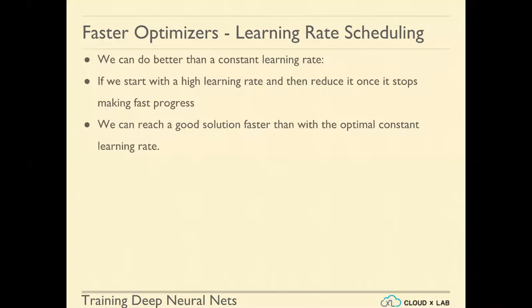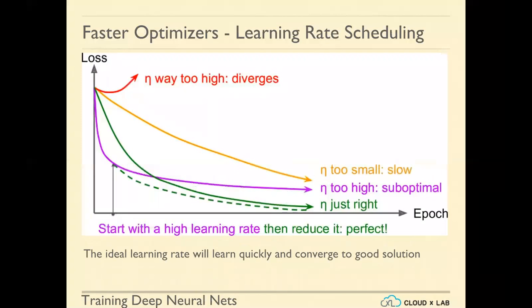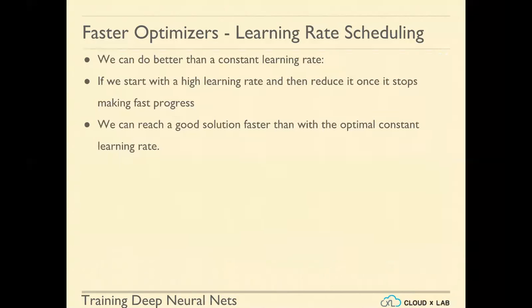We can do better than a constant learning rate. We can start with a high learning rate and then reduce it once it stops making fast progress. These are essentially called learning schedules. There are many ways to handle the learning rate, many ways to optimize it. We had already discussed briefly earlier that in learning schedules we could have a higher eta in the beginning, and then reduce it. As we are going ahead with the training, we could start decreasing eta. That is one strategy.